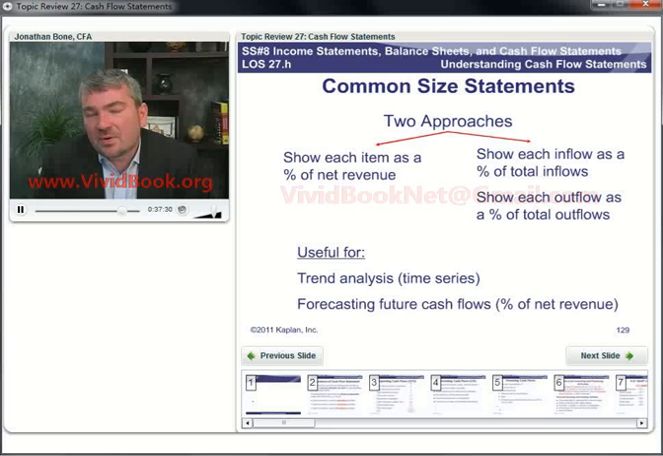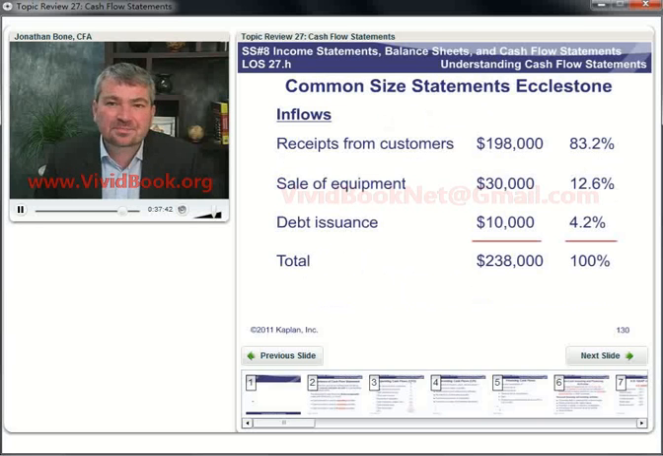The other approach is to show each inflow in the cash flow statement as a percentage of total inflows, and each outflow as a percentage of total outflows. And I've done this essentially for our Eccleston example. Here are the inflows. You can see the vast majority of inflows here are coming from receipts from customers, which is good news. Only a little bit of the company's inflows have come from asset disposals and issuing new debt. Okay, so it's not overly reliant on debt or disposals of assets.